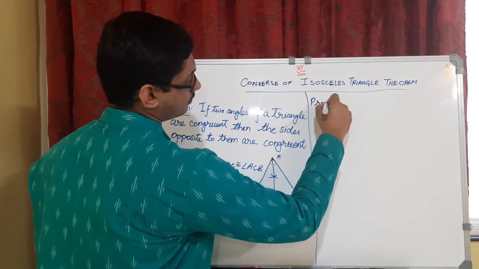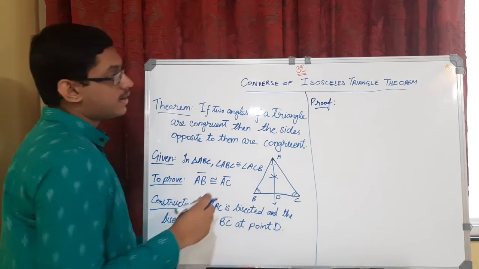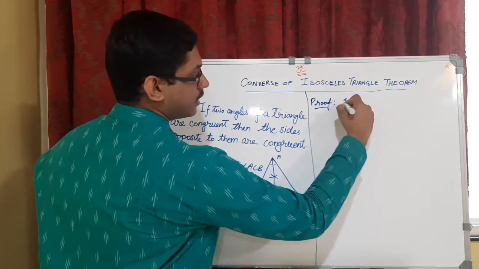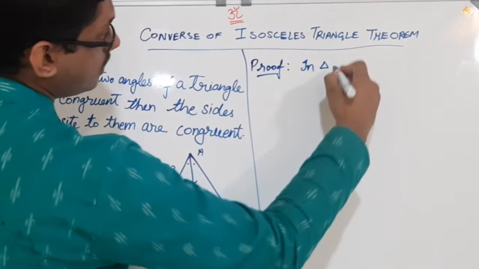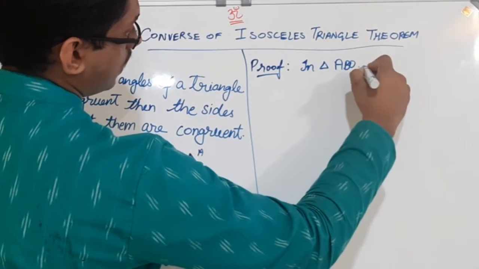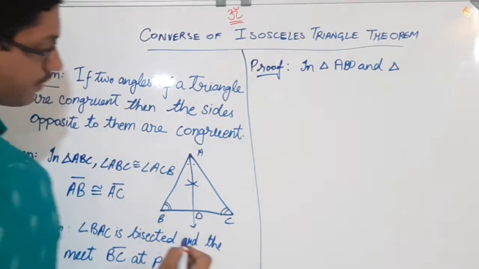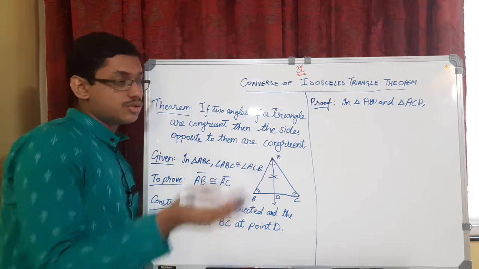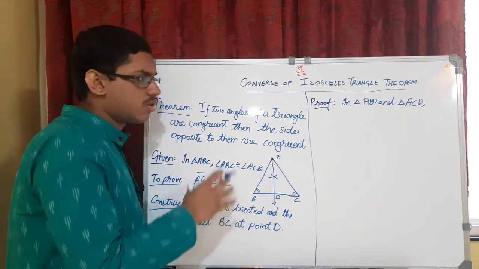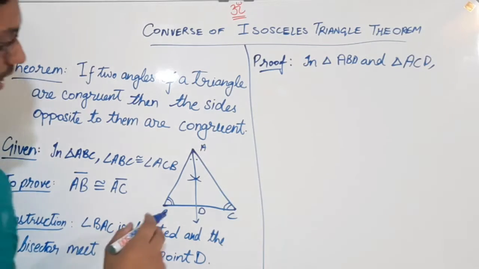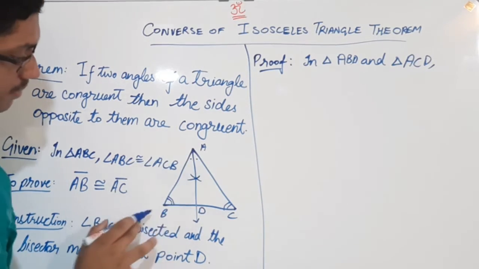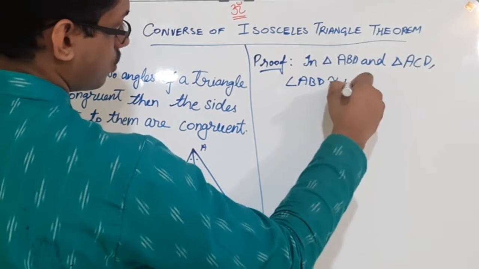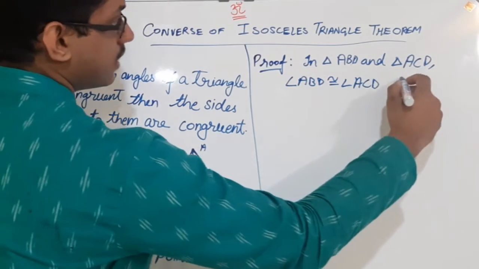Proof. See, what is the proof? Just like it was before. In triangle ABD and triangle ACD, you can continue to write the proof along with me because you now know the pattern. First take what is given already. Angle ABD is congruent to angle ACD, which is given.